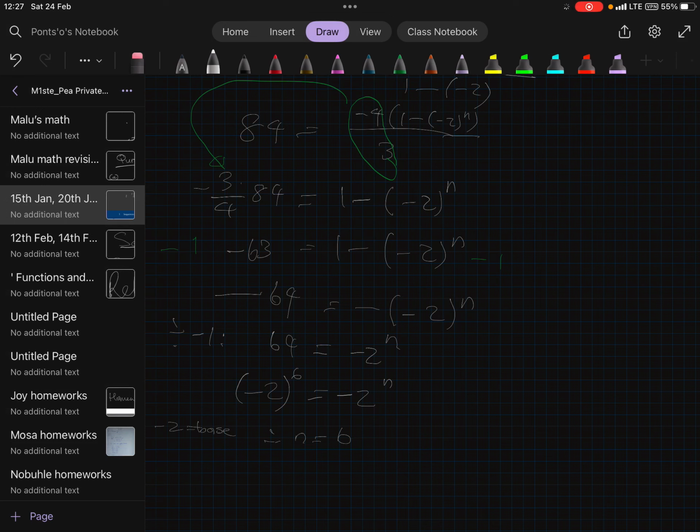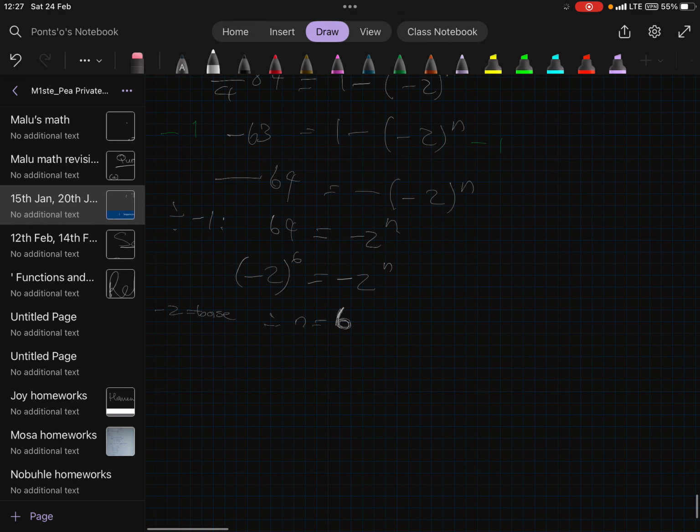That means n equals 6, because you can only make sense of that equation to be true if n equals 6. If n was 5, then that equation will not be true. So then that gives us the final answer that the constant ratio is -2, and that the n to which we must add these numbers to get 84. We must add 6 terms together to get 84.